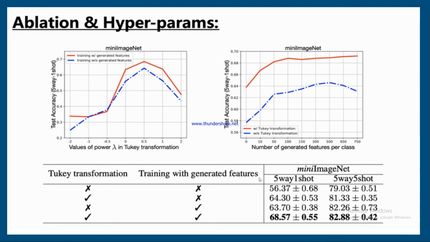The ablation study and hyperparameters show that two things are given the most attention, that is the Tukey transformation and training with generated features. So based on the Tukey transformation and generated features, the accuracy is giving different values. When increasing the power lambda in the Tukey transformation, the accuracy is changing with respect to the generated features. And here the opposite setting is done: the number of generated features per class is changed, then the test accuracy is changing with respect to with and without Tukey transformation.